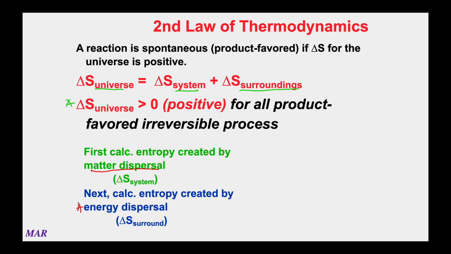So if we can calculate the delta S of the system and the delta S of the surroundings, we can add them together. And if the delta S of the universe is greater than 0, that means the reaction's going to occur. It's going to be product favored. And on the other hand, if delta S is less than 0, then the reaction won't be product favored. It'll be reactant favored, not as likely to occur.